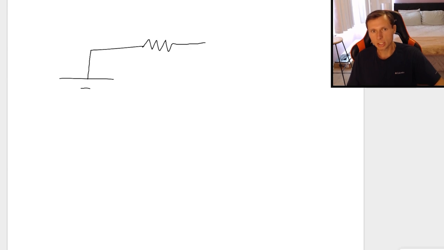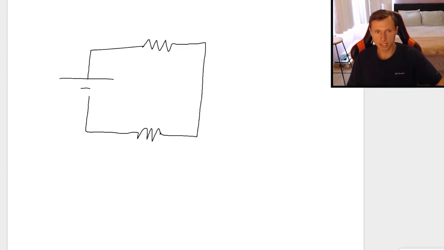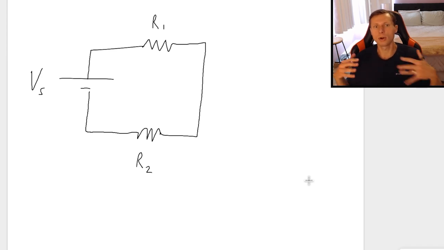One of my favorite questions to ask my students at the beginning of circuits is I draw a circuit that looks like this. I've got my battery here, which I'll call VS. I have resistor R1, and I have resistor R2. And then I ask my students, are these resistors in series or are they in parallel? About half of them say series, half of them say parallel. The correct answer is series.